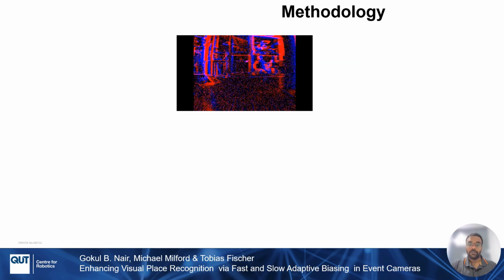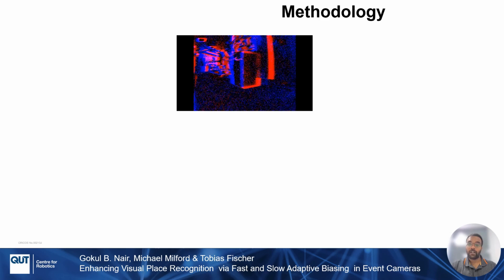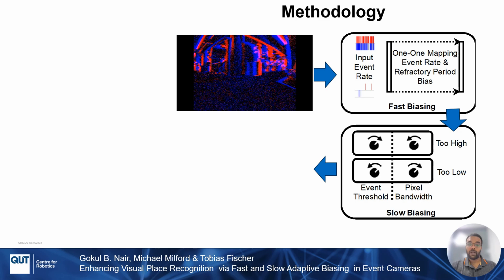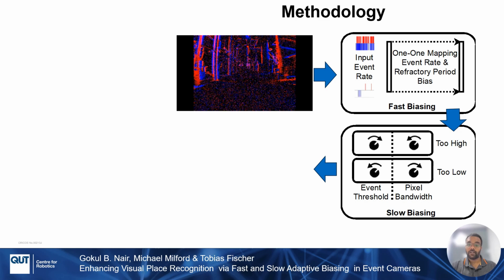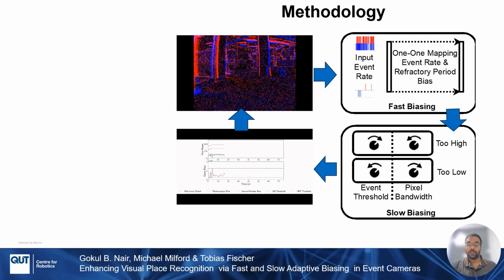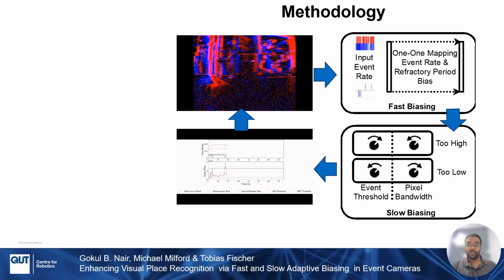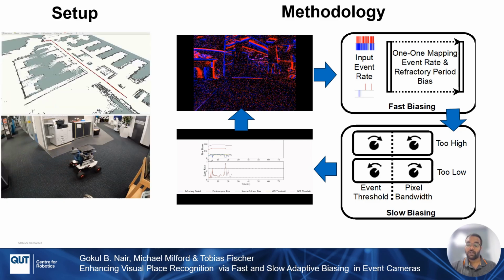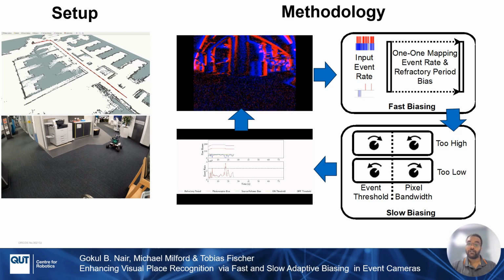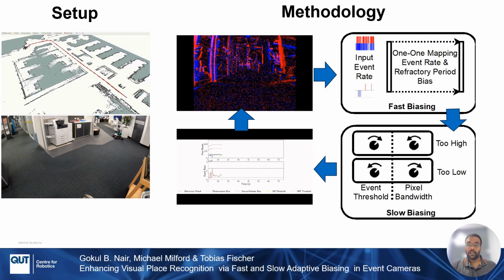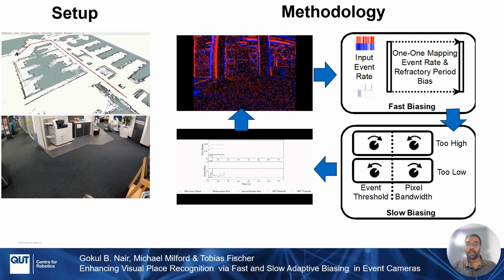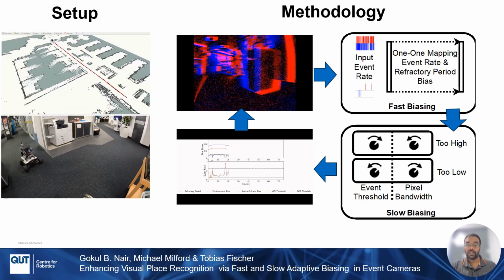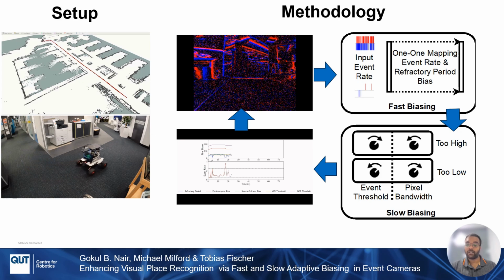Our work introduces an online adaptive pipeline to regulate event rates, employing fast adjustments to the refractory period and, if necessary, slow changes to pixel bandwidth and event thresholds. We implemented our pipeline on a Davis 346 event camera mounted on an Agilex robot platform. For validation, we have chosen visual place recognition as the downstream task, where the incoming event stream is compared to a prior recording in the map.